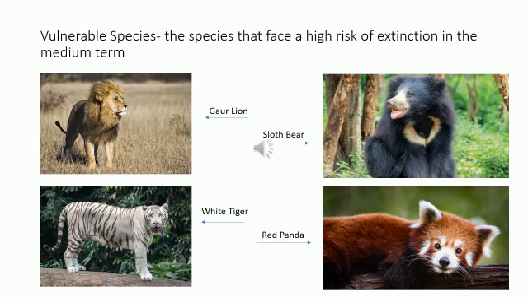Vulnerable species. Vulnerable species are those that face a high risk of extinction in the medium term. The examples are gaur, sloth bear, white tiger and red panda. So these are vulnerable species. Vulnerable species are better off than endangered species, right?